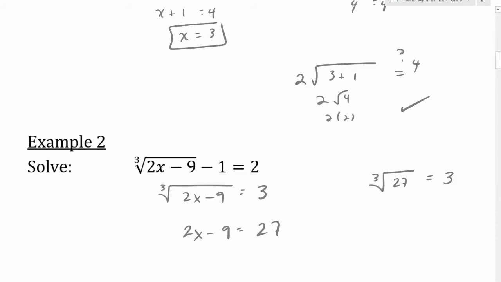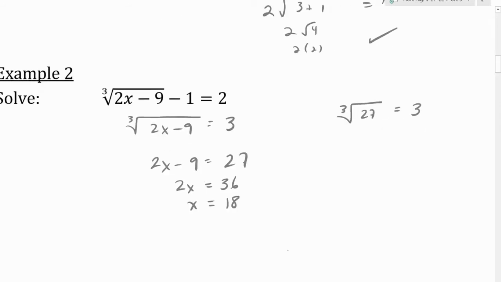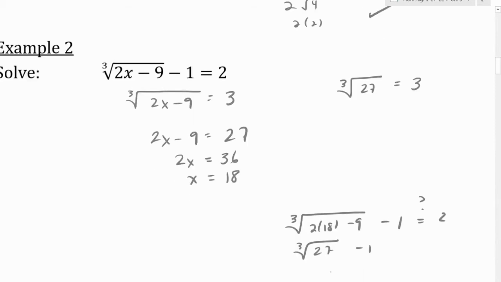But what I could think of also is let's cube both sides, because if 2 things are equal, their cubes should be equal. And I cubed it because I want to get rid of a cube root. And 3 cubed is 27. So if I add 9 to both sides, divide both sides by 2, x will be 18. Now let's see if that's true. Is the cube root of twice 18 minus 9, with 1 subtracted from it, is it 2? 36 minus 9 is what, 27? Cube root's 3. It sure is. X is 18.